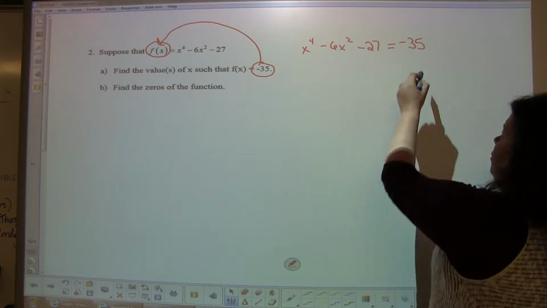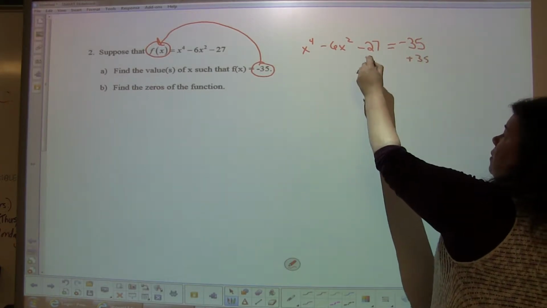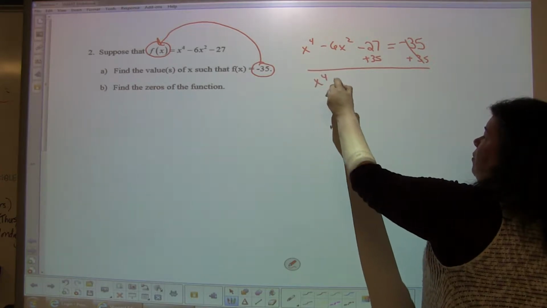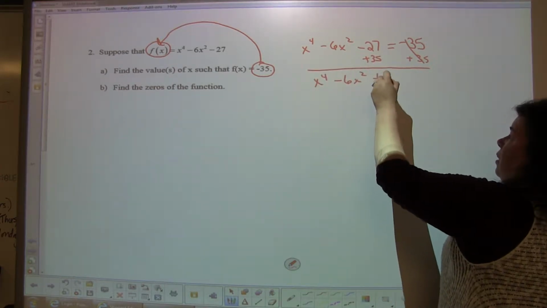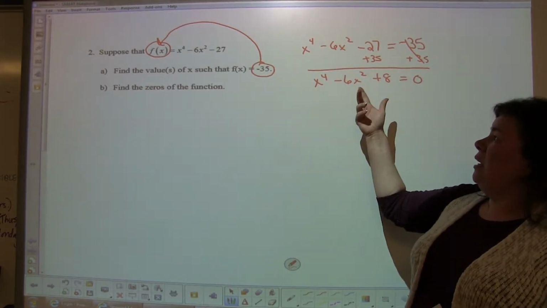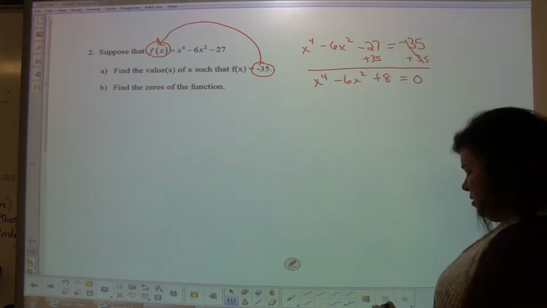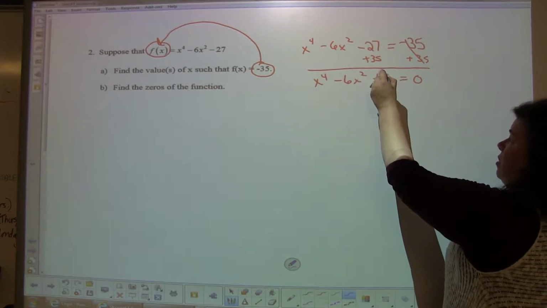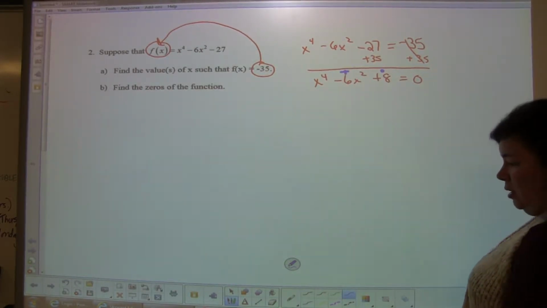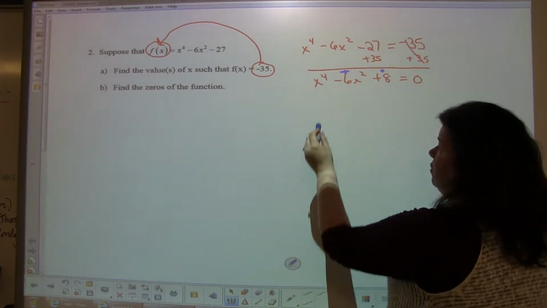So we're going to have to add 35 to both sides. And when we do that, we have x to the fourth minus 6x squared plus 8 equals 0. See if you can go ahead and take this as a type 1 factoring. Does anything multiply to positive 8 but add to a negative 6? So go ahead and look for some factors.